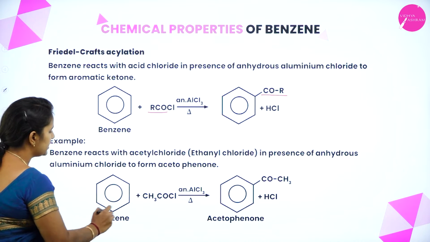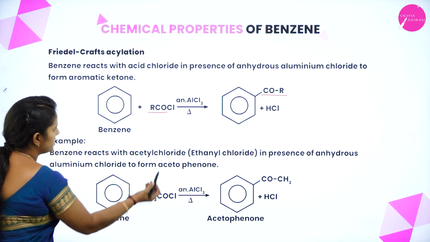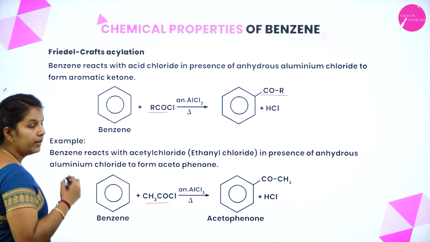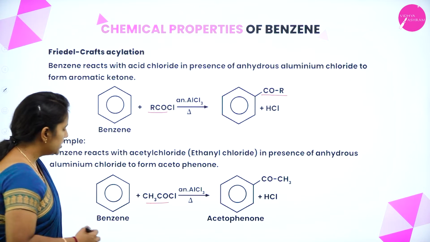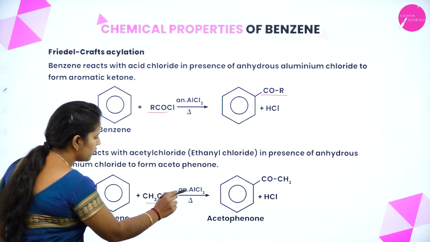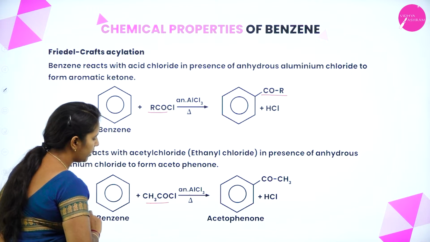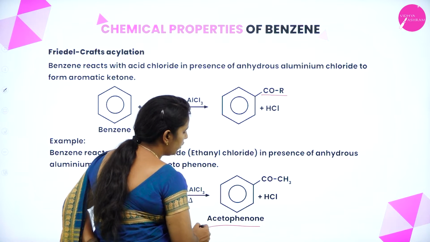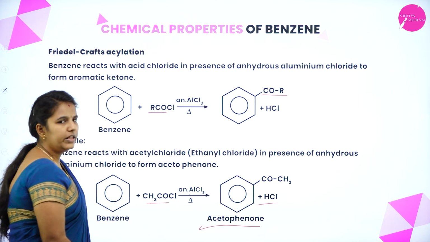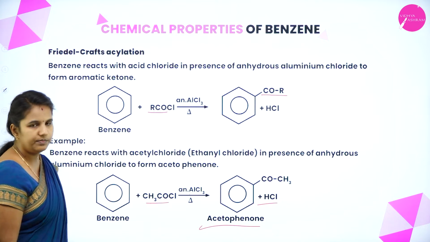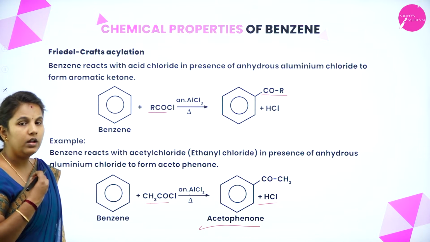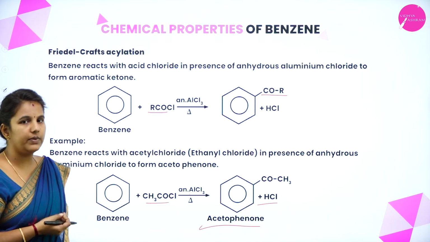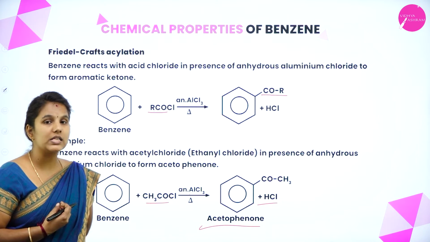You can take one more example for that. I have written the benzene ring where R is substituted with CH3CO, Cl. So this is my acid chloride. When benzene reacts with acid chloride in the presence of anhydrous aluminium chloride, the CH3CO is introduced to the benzene ring and forms acetophenone, with the elimination of HCl. This is how benzene can also form an acyl substituted benzene when it undergoes acylation.